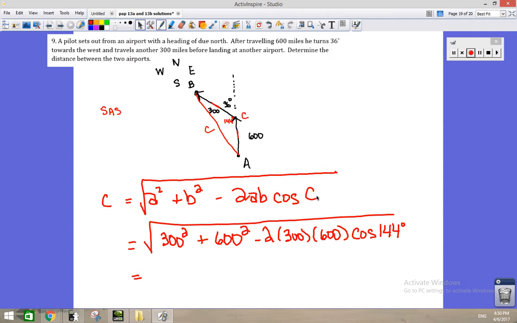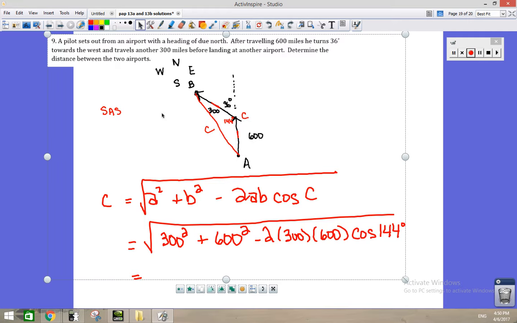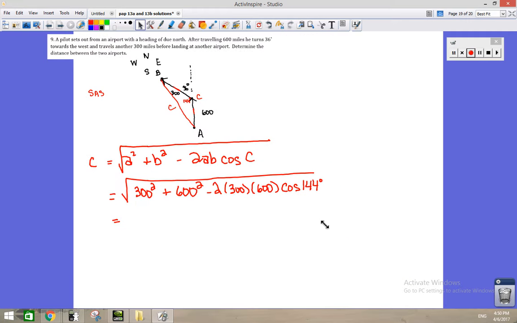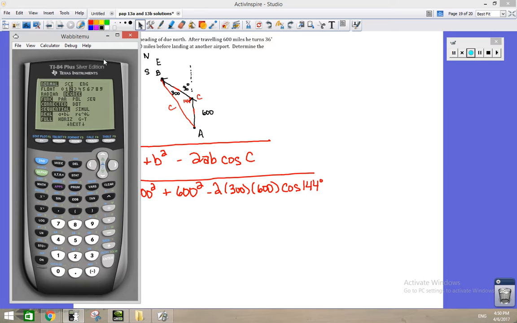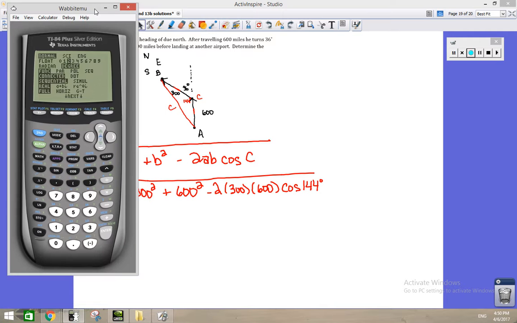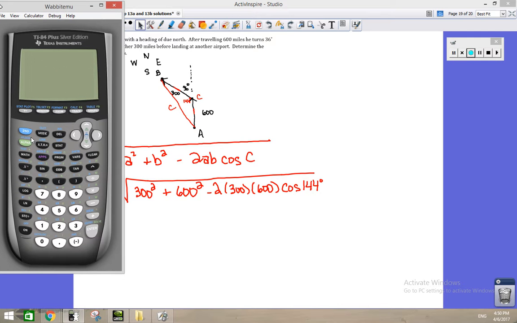All right. Let's go to the calculator. Make sure that we're in degrees. Make sure that we're set. Didn't tell us to round it to anything, so 2 decimals will be fine. Let's take the square root, and let's key in 300 squared. Let's key in 600 squared.